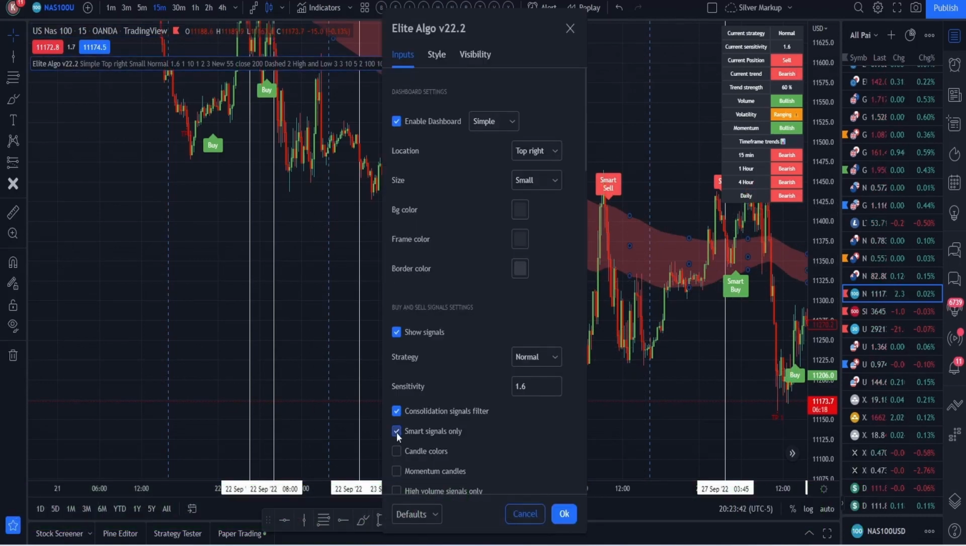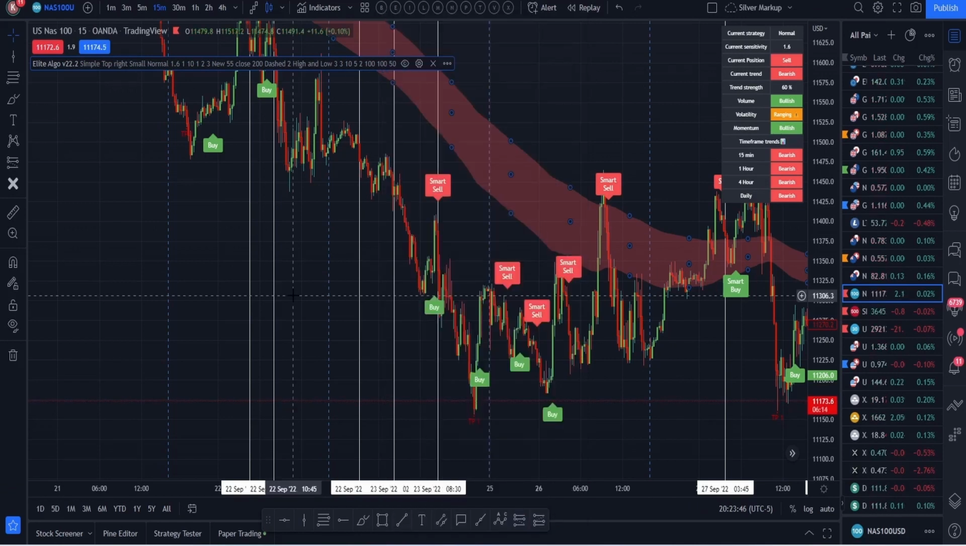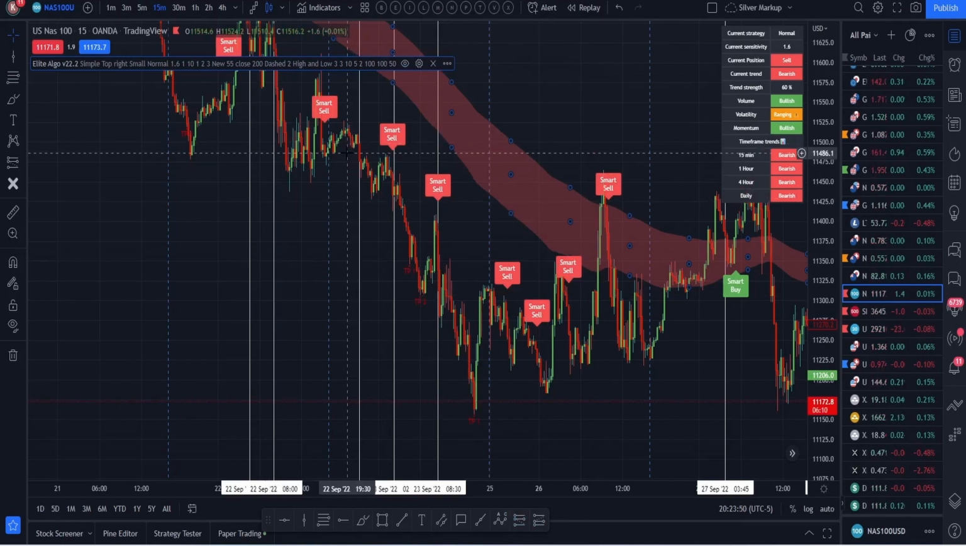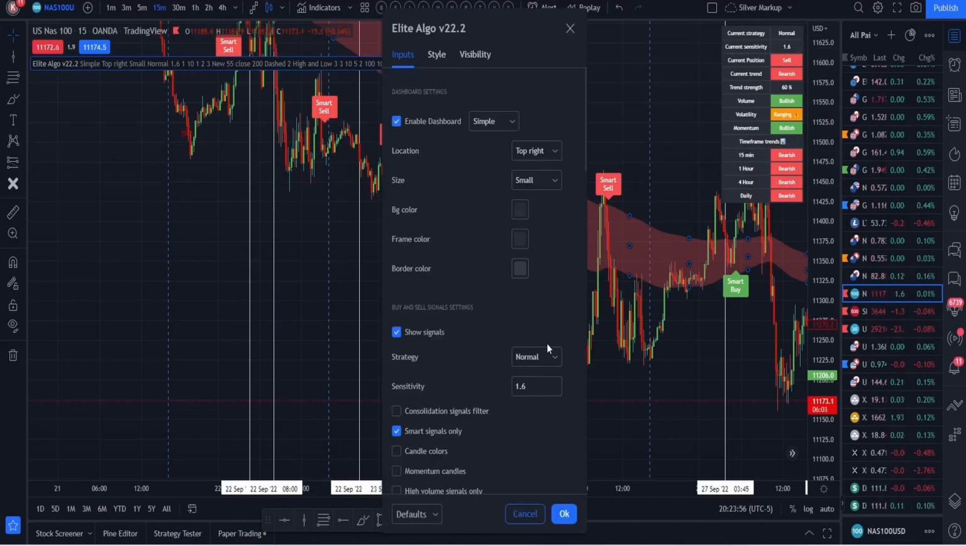The next part is smart signals only, and I'm going to take off the consolidation filter. So the smart signals, these are going to be your more confirmed entries. If we go back to the different settings, you have the normal mode and the confirmed mode. Smart signals only is kind of in between normal and confirmed.